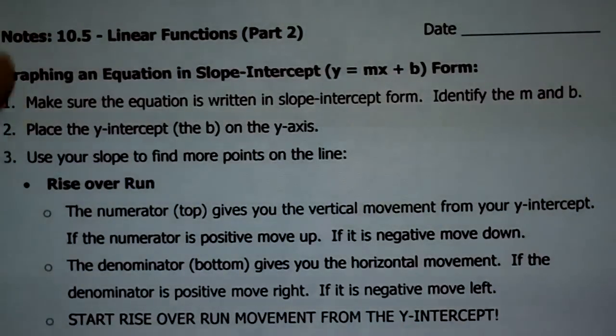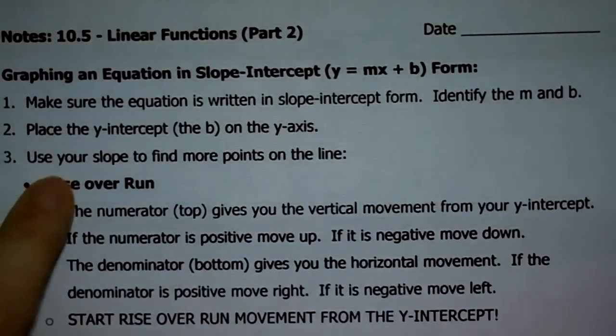So the steps for this, I have them laid out for you, and we can kind of refer back to those as we go through each one. Number one, you want to make sure that your equation is written in slope-intercept form. Remember, that means y equals mx plus b, and you're going to want to identify the slope and the y-intercept. Identify the m and the b. Step two, place the b on the y-axis, so plot that point. Step three, starting from your y-intercept, use your slope to find more points in the line. So use the rise over the run from the y-intercept to give yourself one or two more points.